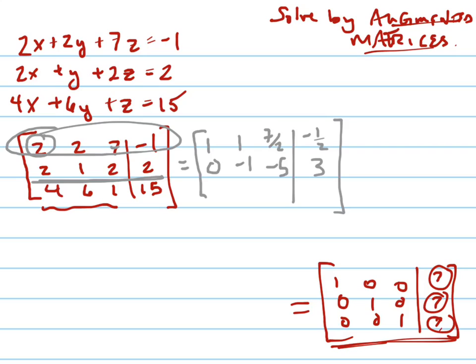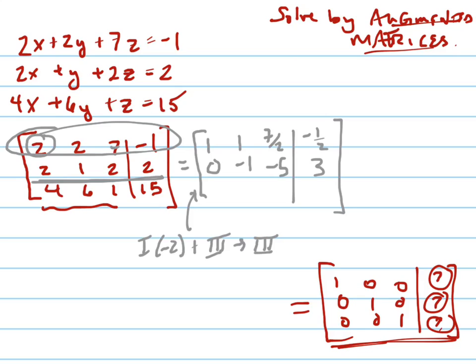I'm going to do something similar to the bottom. Well, not the same thing. I'm going to multiply row 1 by negative 2 and add it to row 3 to make my new row 3. That's what I'm doing.